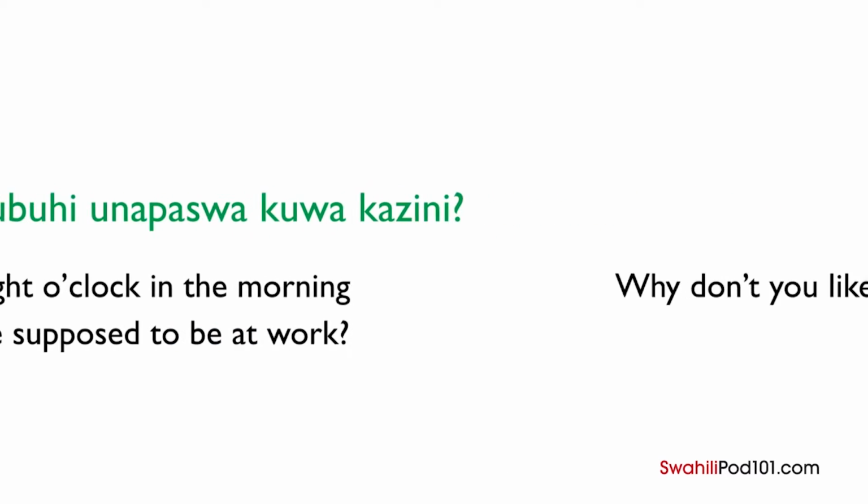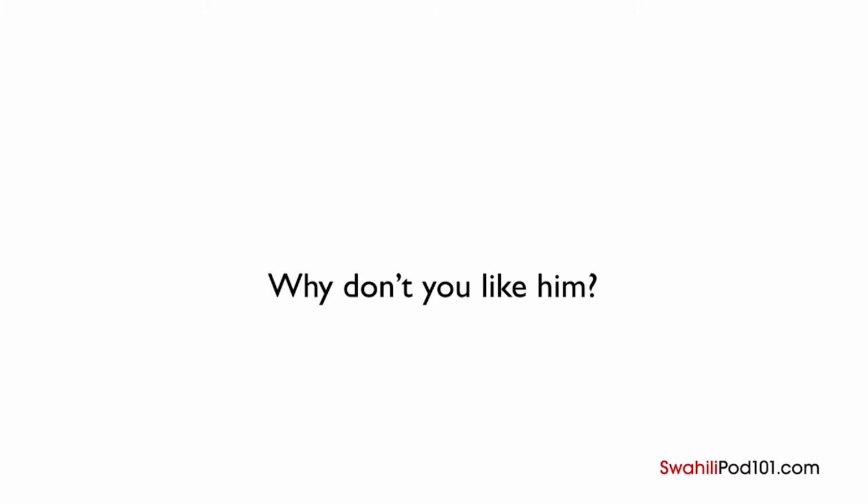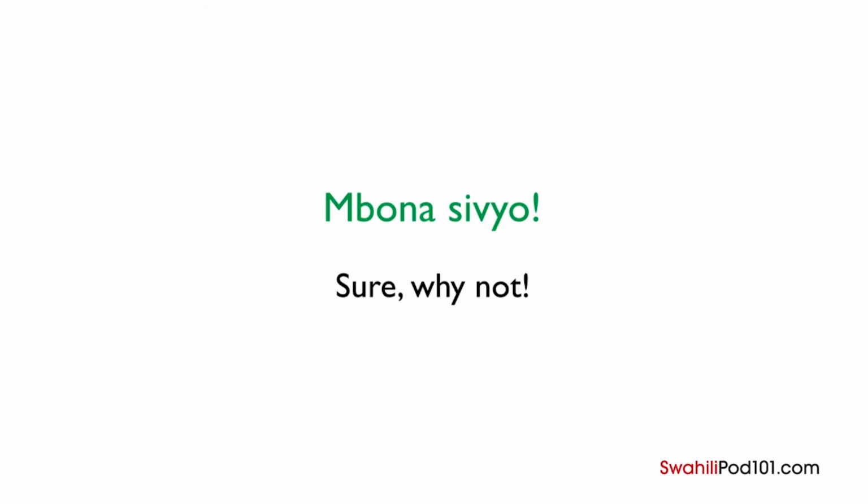So if you want to know why don't you like him, it will turn into mbona haumpendi? Here the conjugated kuwa becomes u for you and for him. Just like in English, why not can also have a positive meaning. For example, if you're invited to a party and after a moment of thinking, you respond, sure, why not? In the same way in Swahili, you can just answer, mbona sivyo?